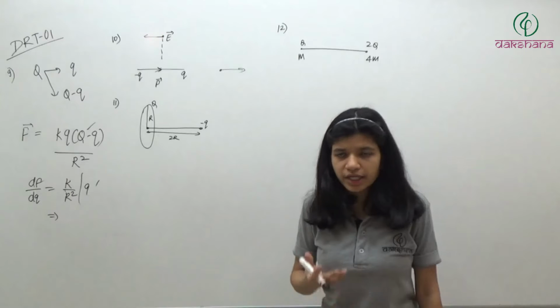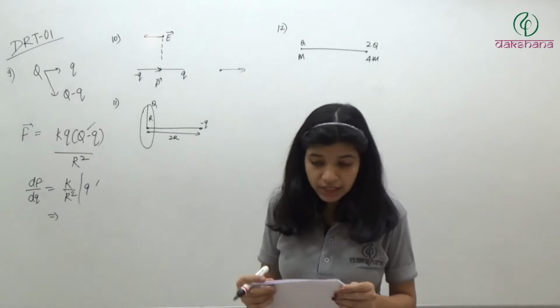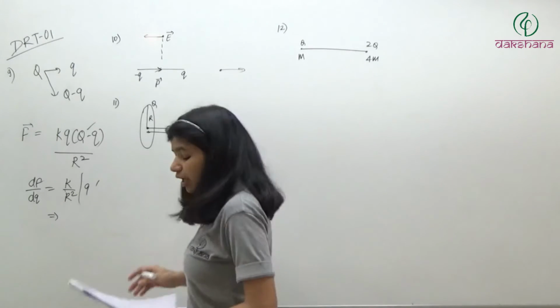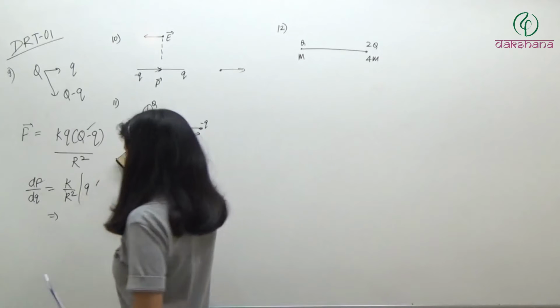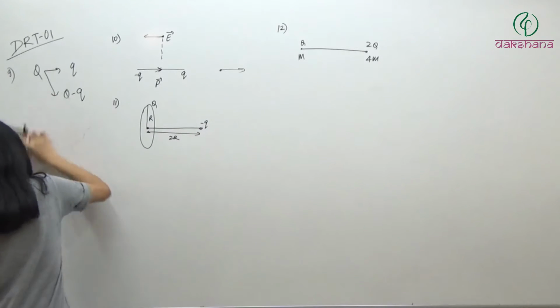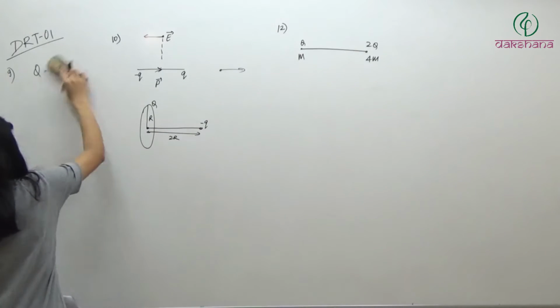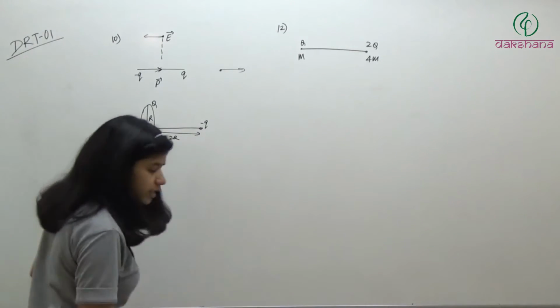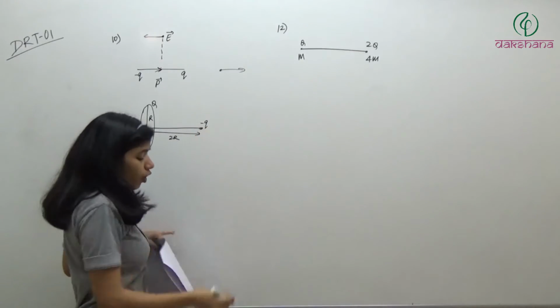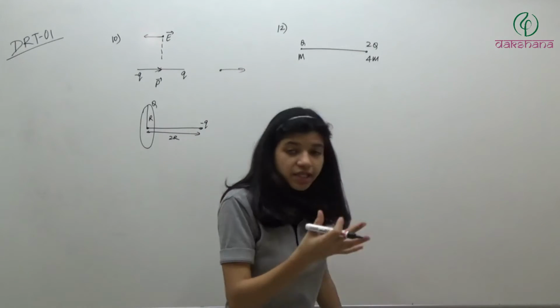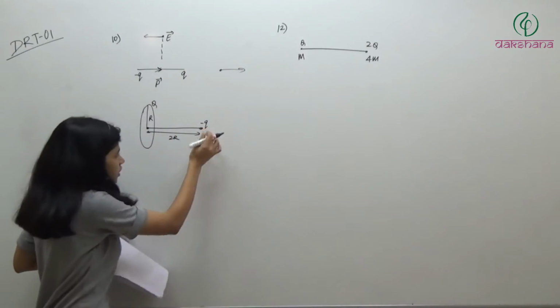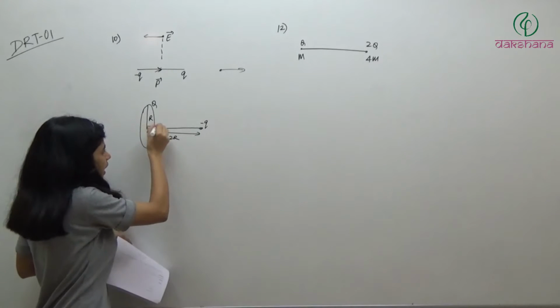So it is an oscillation, but whether it is SHM or not, that we will check by seeing if we have a restoring force equal or proportional to the distance. Okay? So let's say at a distance 2R we have released the charge. We have released the charge here. So at some instant it is at x distance.